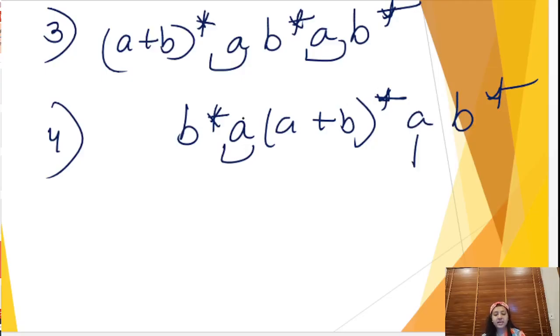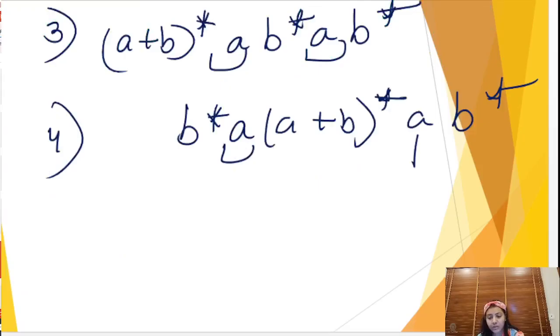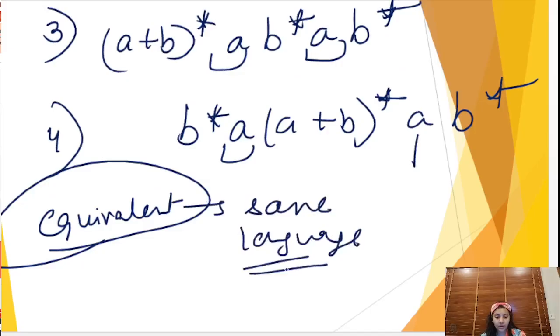So we have seen this in the previous example also, that the same language can be represented by a number of different regular expressions, right? So we say that all of these regular expressions, this 1, 2, 3 and 4, are equivalent. So when we say that the regular expressions are equivalent, we say that they describe the same language. So two regular expressions are equivalent when they define the same language.